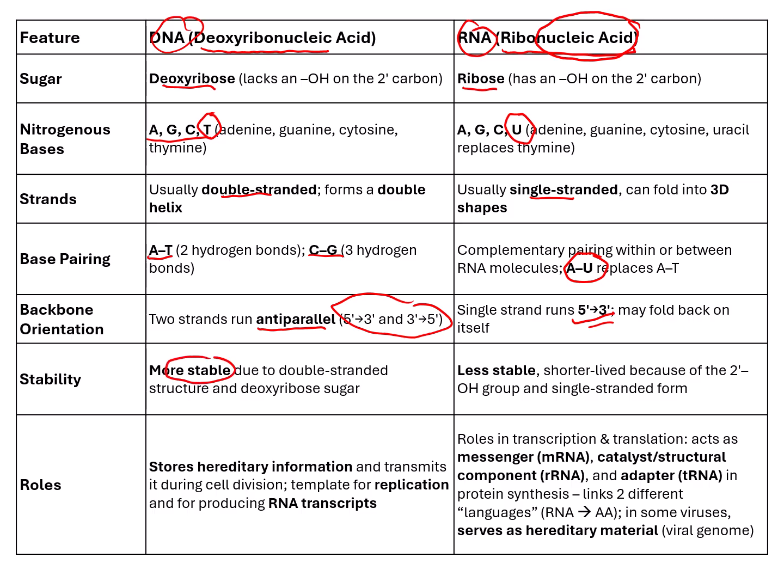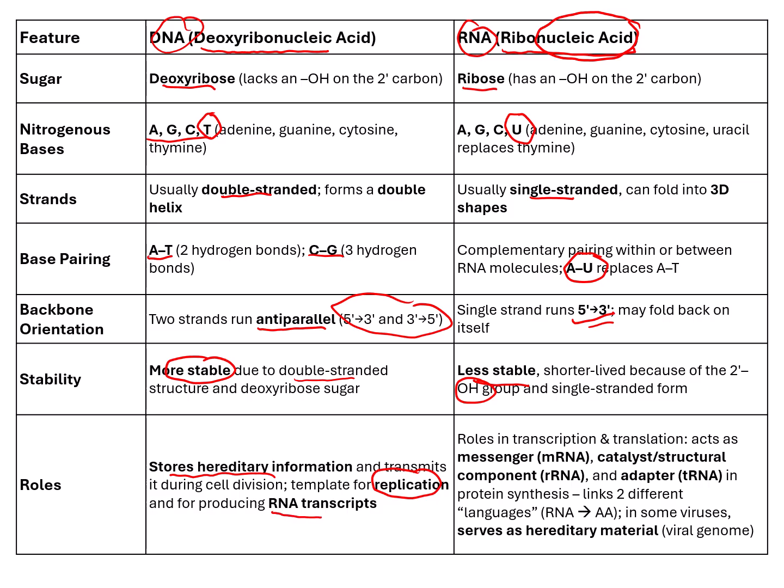DNA is more stable because of the lack of that OH group, the hydroxyl group, on carbon number 2 of the sugar, and it's also more stable because it's double-stranded. RNA is less stable because it's single-stranded and because of that hydroxyl group. The role of DNA is to store hereditary information. We are going to need that when we're replicating DNA as well as when we're producing messenger RNA through transcription.